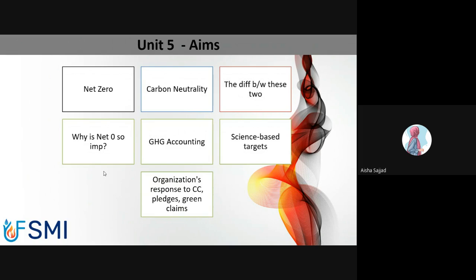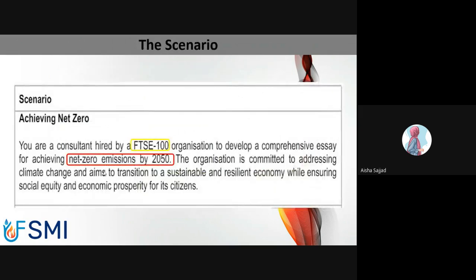And then what is climate change adaptation? What are different climate change resilience strategies? What are different climate change pledges that organizations are setting for themselves, and how are they making different green claims and claiming to move towards this goal of net zero emissions by 2050?